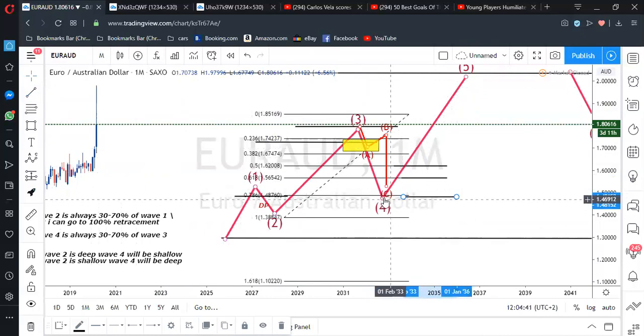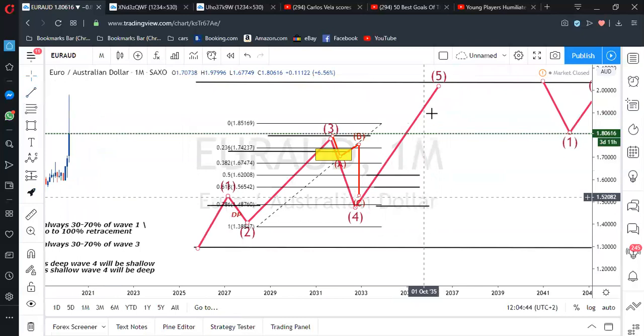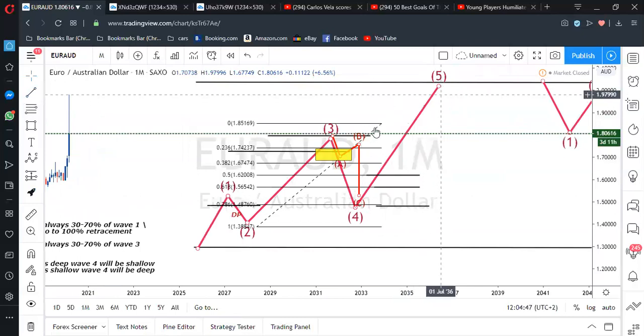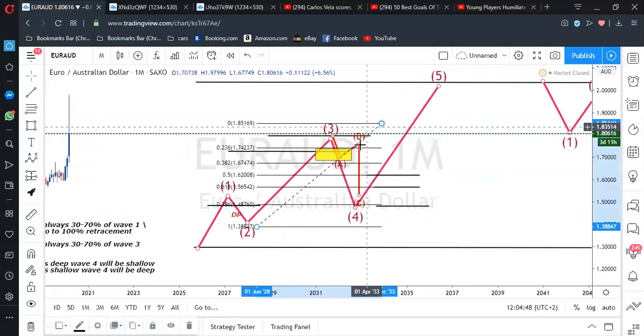You see around here, this is where price kind of ended. And then you have another buy all the way to that 5. That's the market structure.